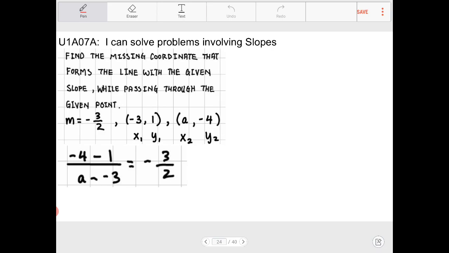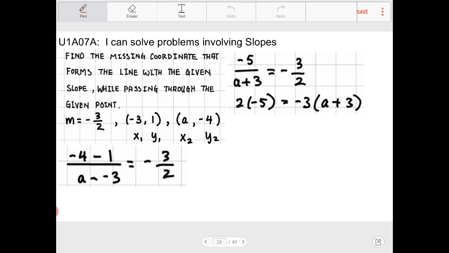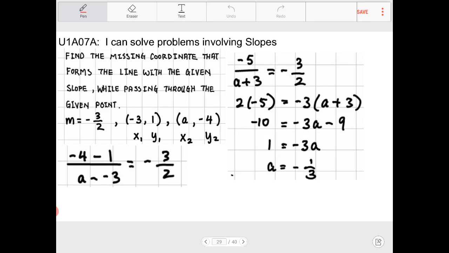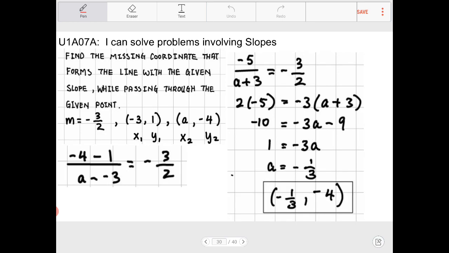Now what I have is an algebraic equation with only one unknown. I can cross multiply and simplify and isolate a. So distribute, then add 9 and divide by negative 3. A turns out to be negative 1/3. So the coordinate turns out to be (-1/3, -4).